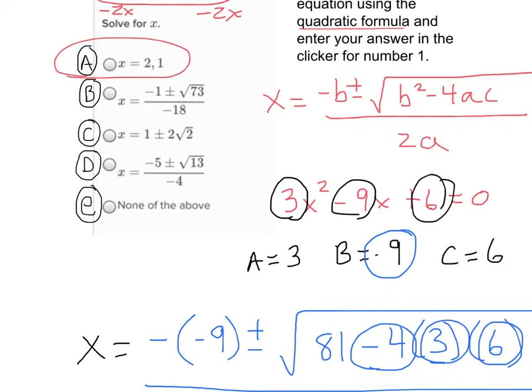And so let's say A didn't work and B didn't work, then I would do C. I'd say 1 plus 2 times the square root of 2, and I would do 1 minus 2 times the square root of 2, and I'd see if that decimal matches what I got, right? But in this case, it's a whole number A.